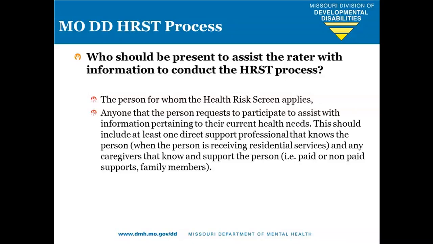This should include at least one direct support professional that knows the person well, when the person's receiving residential services. And then any caregivers that know and support that person. For example, any paid or non-paid supports, any family members.